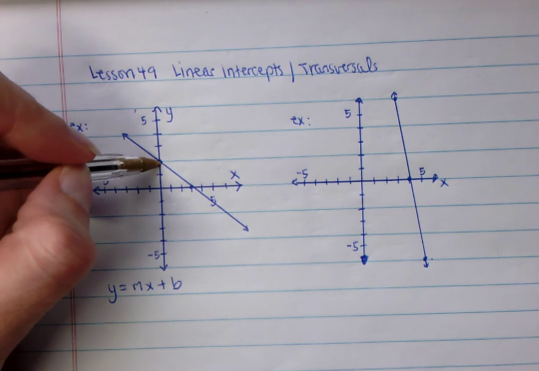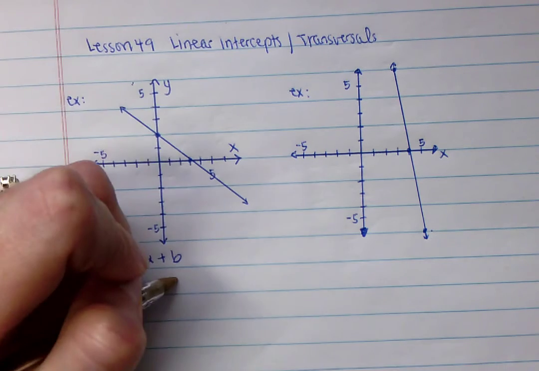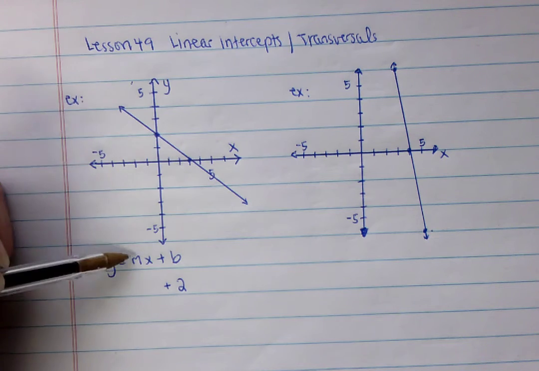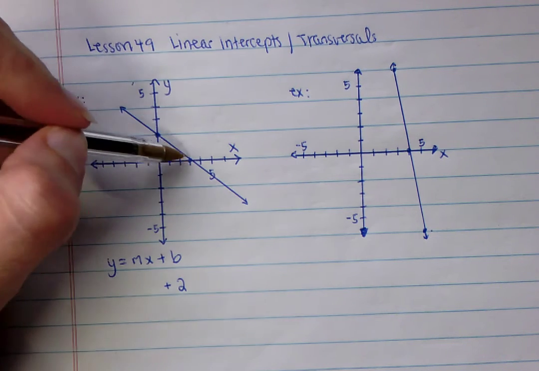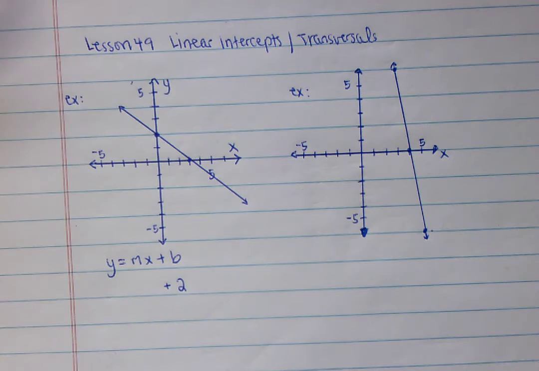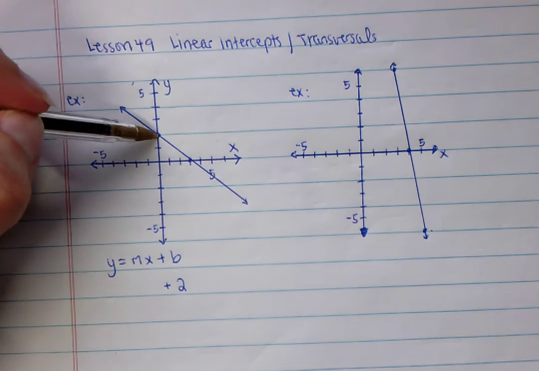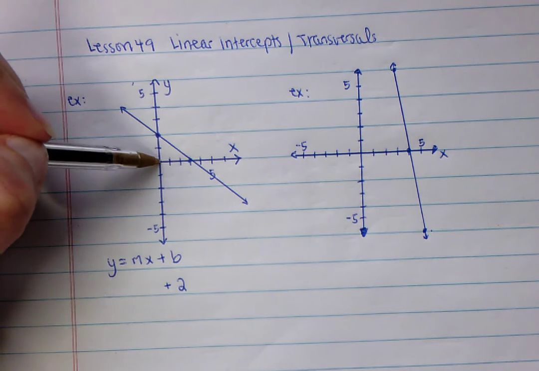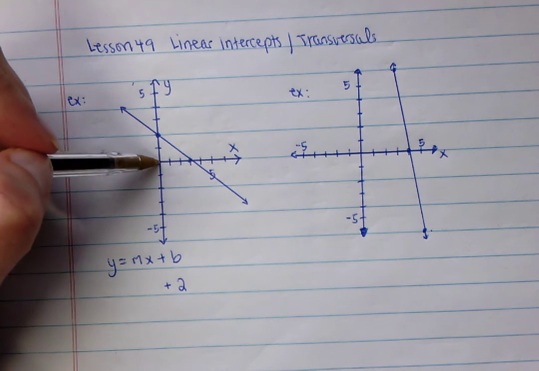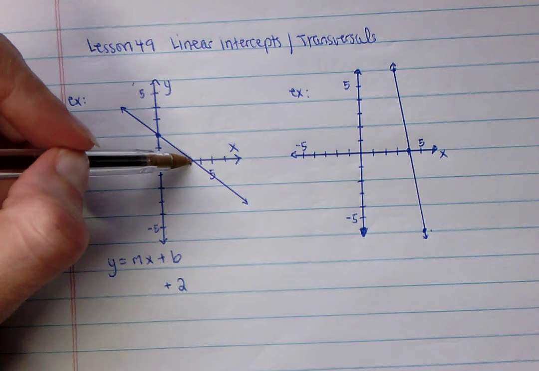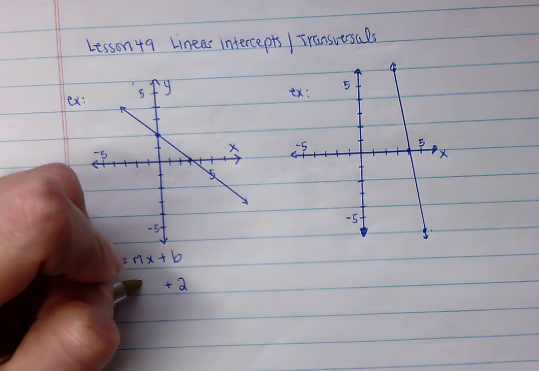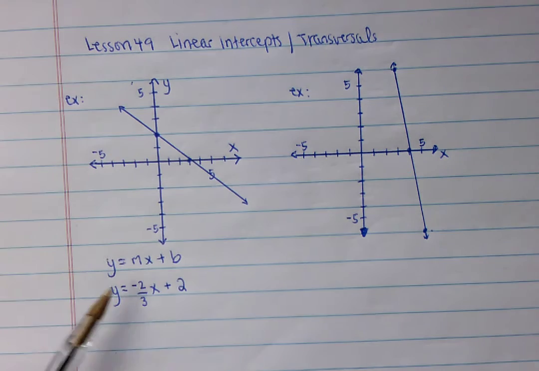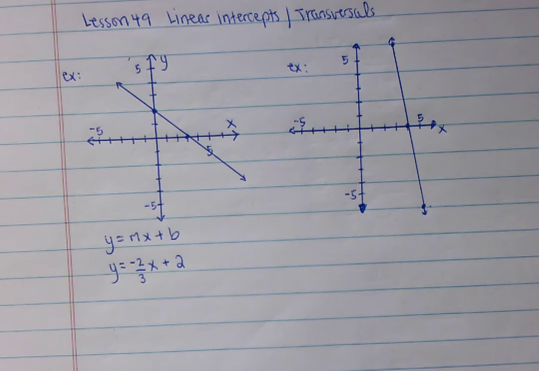So in this particular one, b is equal to 2, so we can write a positive 2 there. And we can also find the slope by going from one point to the next, and we think rise over run. In this case, if you go from the left point to the right point, it's actually going to be falling. So it's going to go down 2 and right 3. So that's going to be negative 2 over 3. And then you write it as y equals negative 2/3 x plus 2.